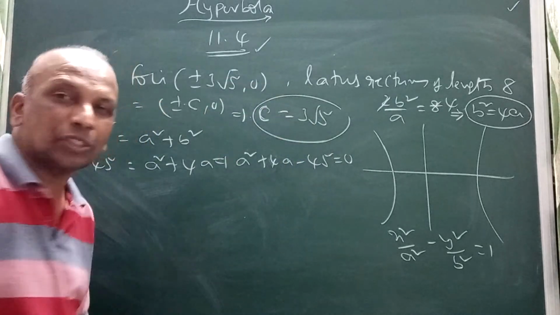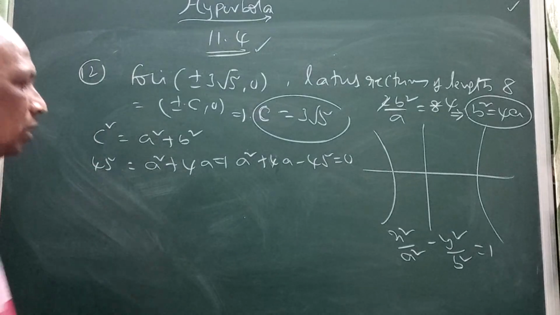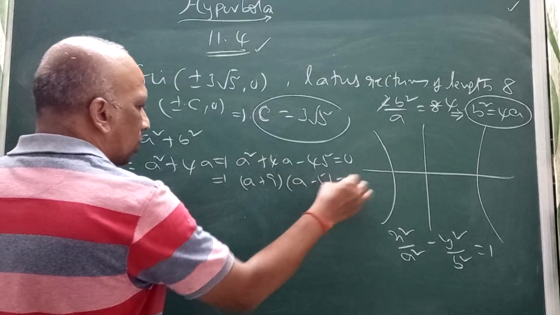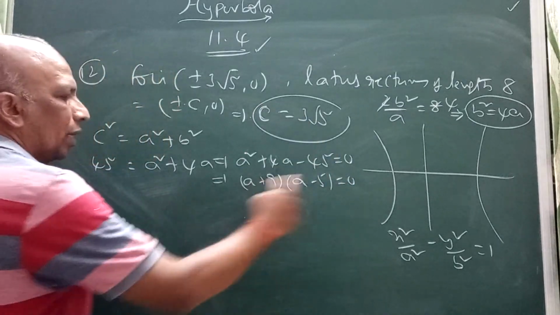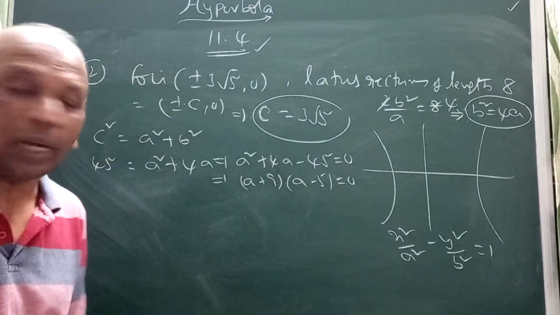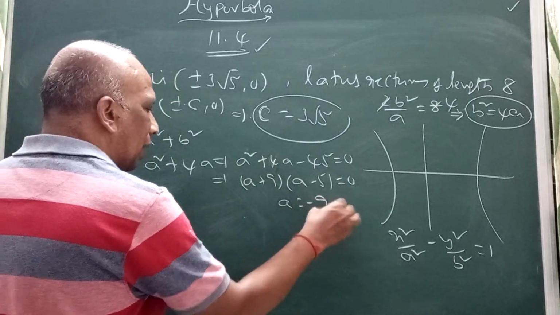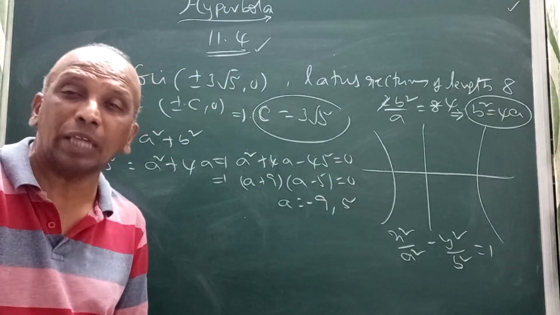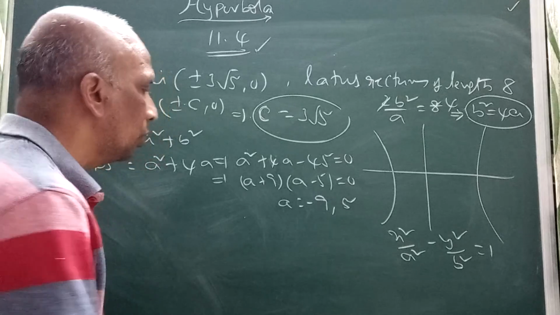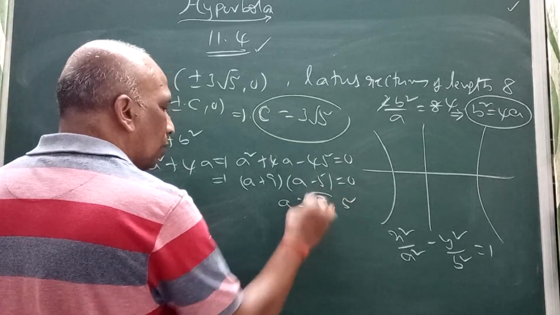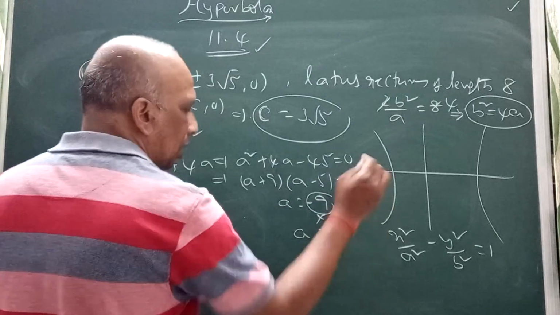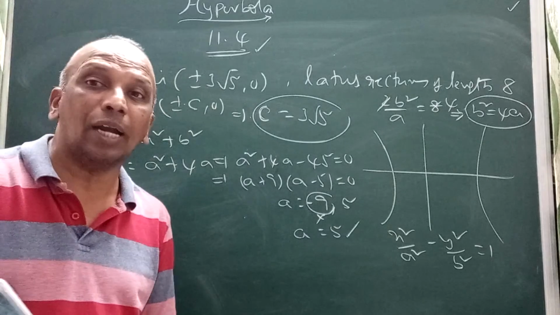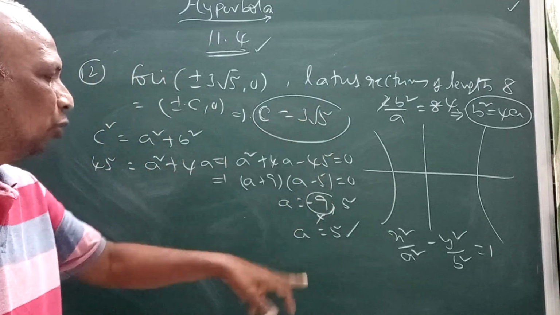You can find the factors here: a plus 9 into a minus 5. Check: 9a minus 5a gives 4a, and the product is minus 45. So a is equal to minus 9 or 5. But a is always a positive quantity, so we eliminate minus 9. A is equal to 5, and there is one more rule: the value of c is greater than a. We consider c equal to 3 root 5 and a equal to 5.